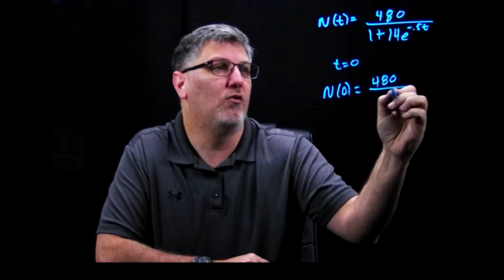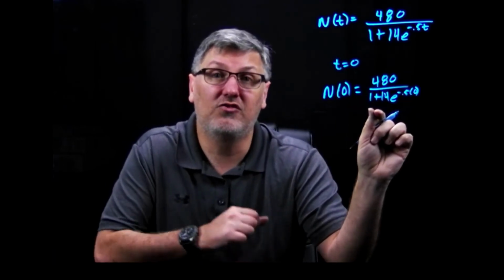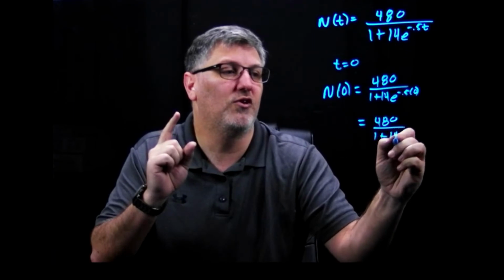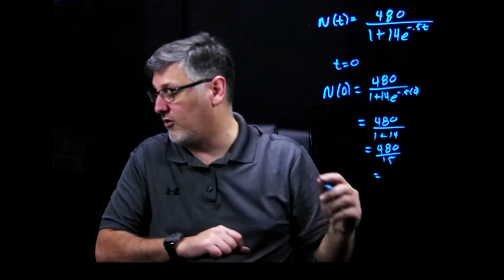So we're going to do N of 0. This gives me 480 over 1 plus 14 e to the negative 0.05 times 0. Well, 0 times negative 0.05, that's 0. Any number to the 0 power is just 1. So this simplifies down to 480 over 1 plus 14, which is nothing more than 480 divided by 15.